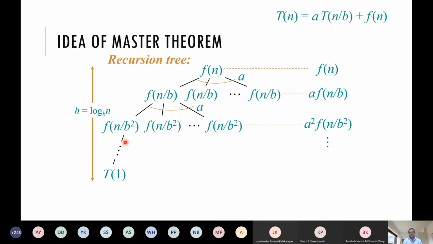Okay. Now what is the number of leaves? What will be the number of leaves over here, in the last level? Any idea? n? Why is it n? What are the leaves? The leaves are a to the power h, a to the power log_b n.